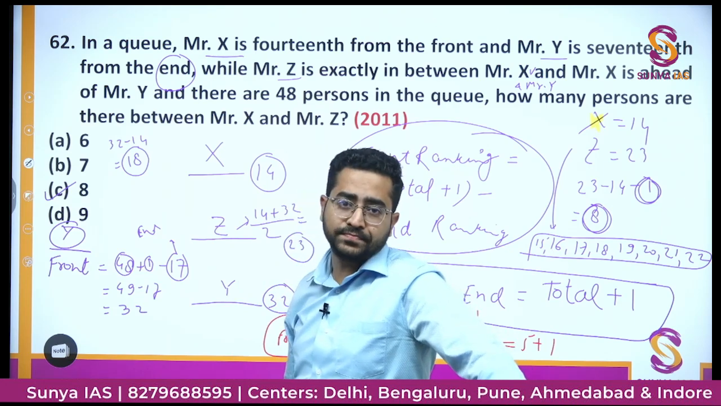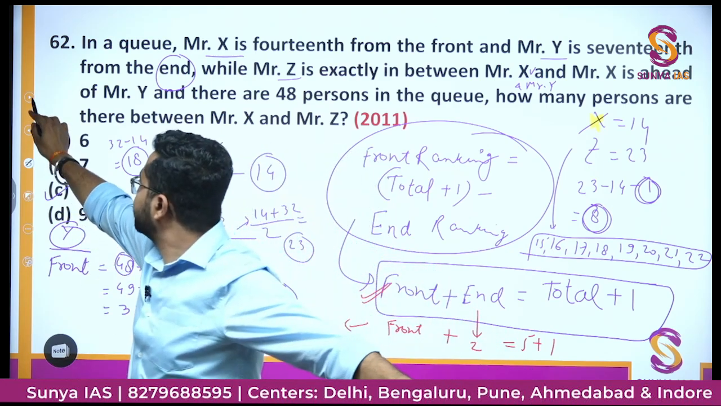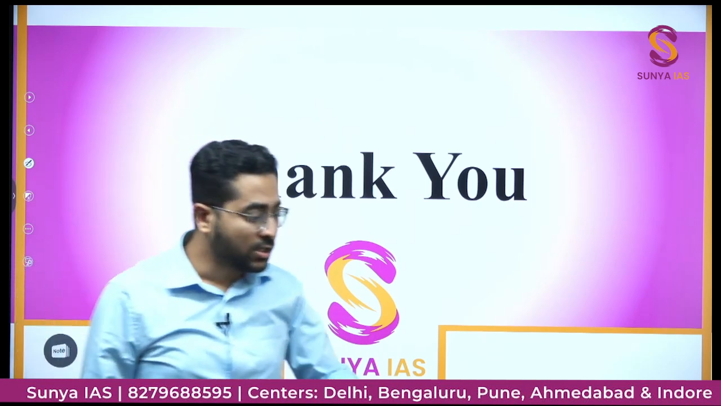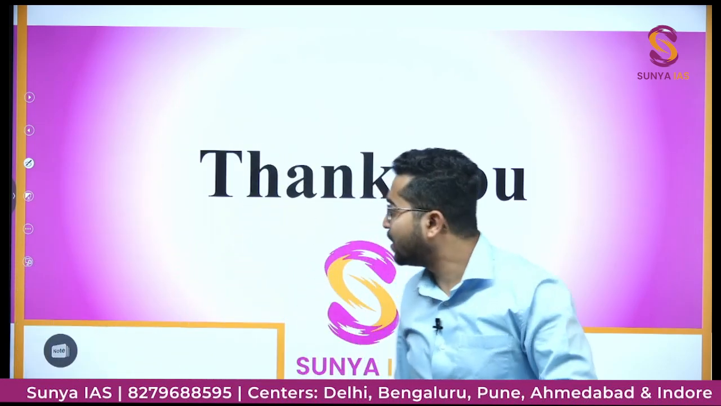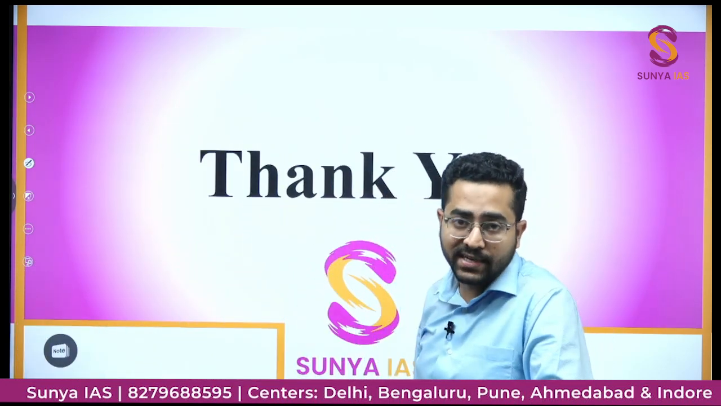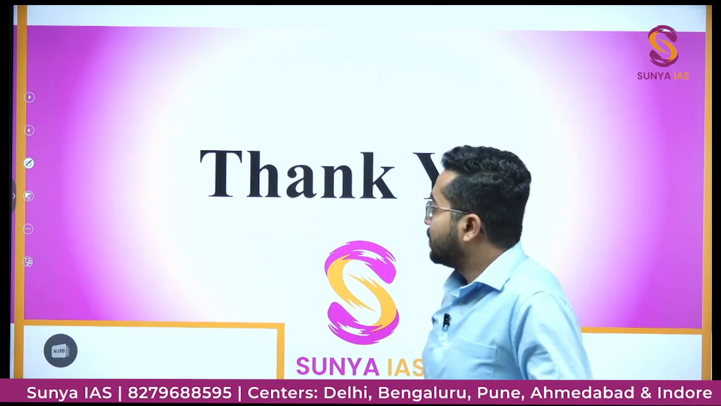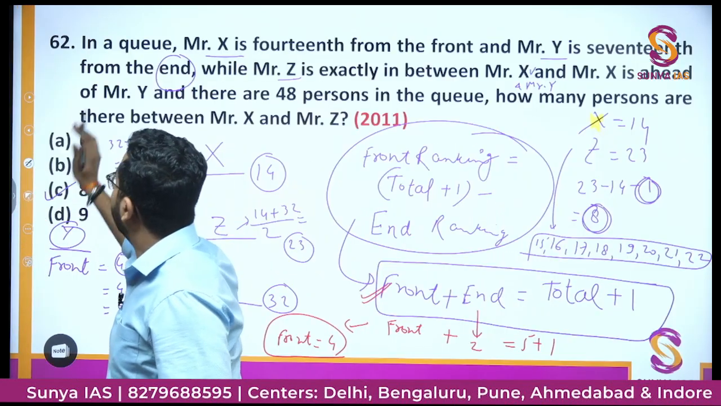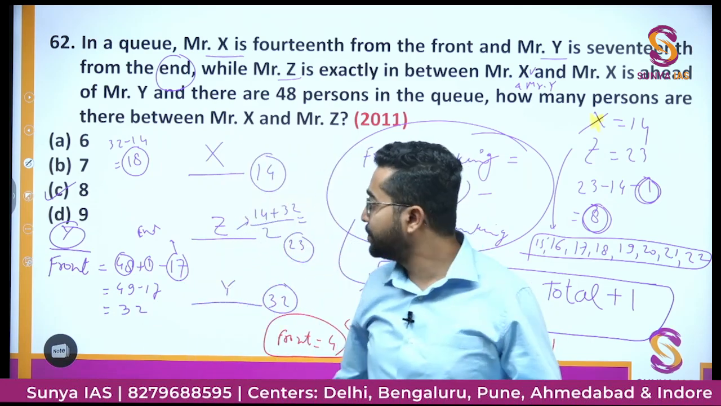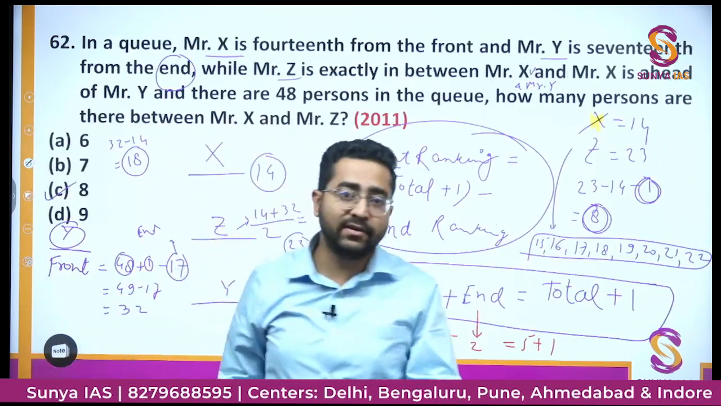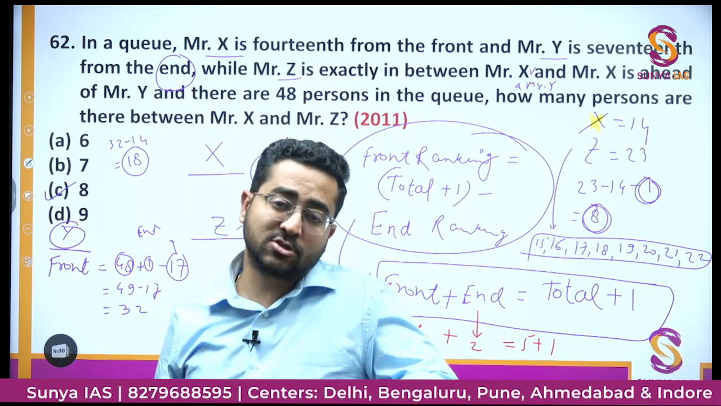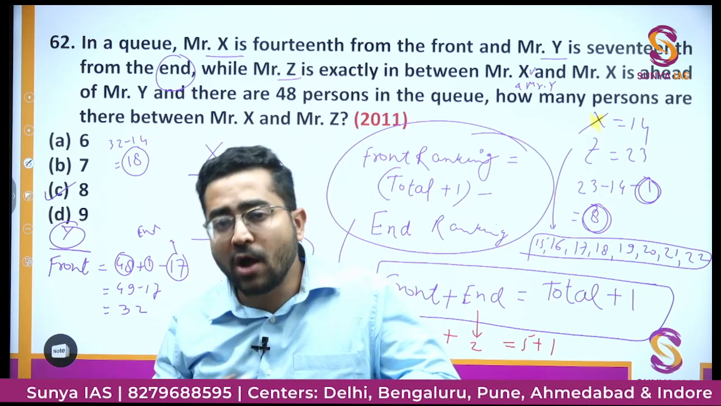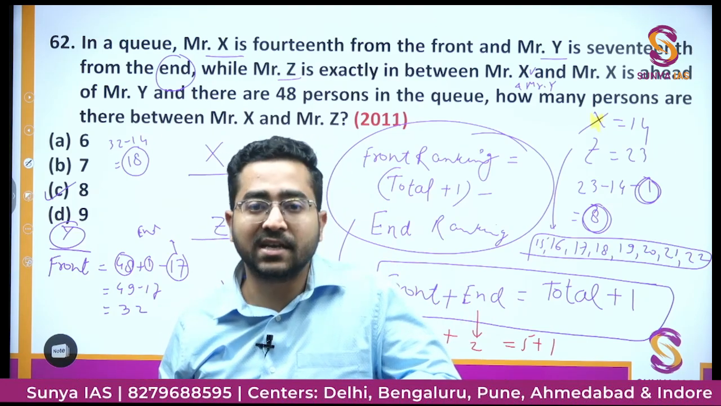So any doubt? Okay. So we have covered this topic of ordering and sequencing. There were approximately 62 questions in this topic from the year 2011 to 22. This makes this topic very important. I have covered all the previous year questions which have been asked till now.